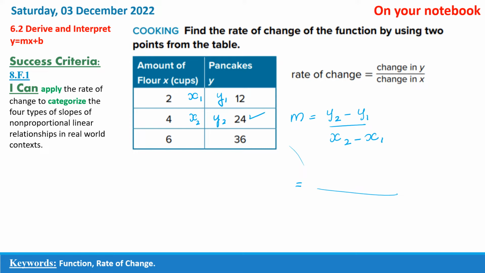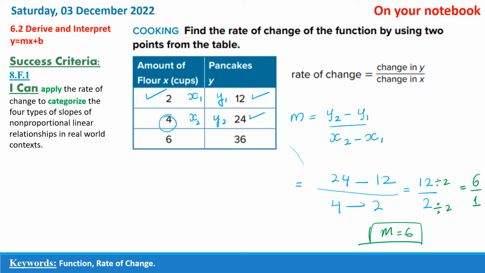y2 is 24 minus y1 is 12, over x2 is 4 minus x1 is 2. 24 minus 12 gives us 12. 4 minus 2 gives us 2. They both go in the table of 2. So 2 times 6 is 12 and 2 times 1 is 2. So 6 divided by 1 is 6. So the slope is 6.